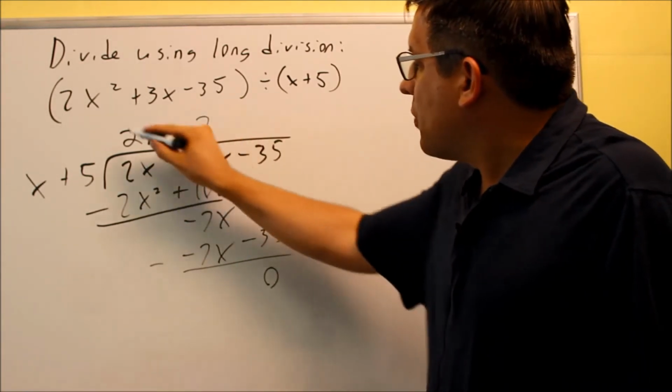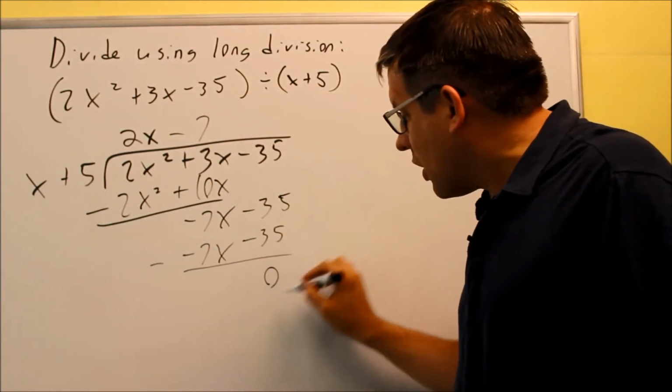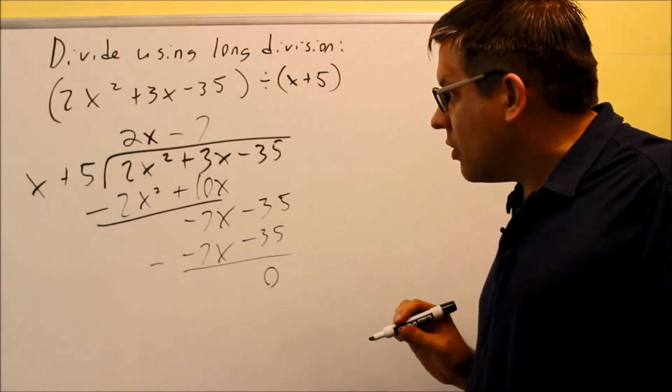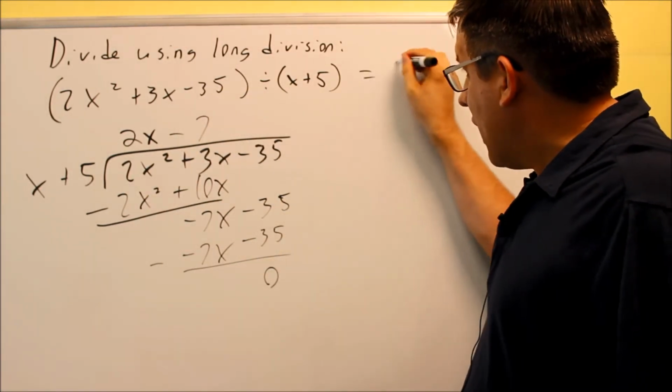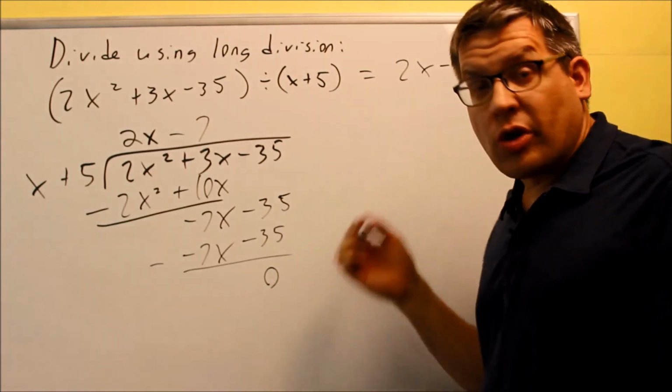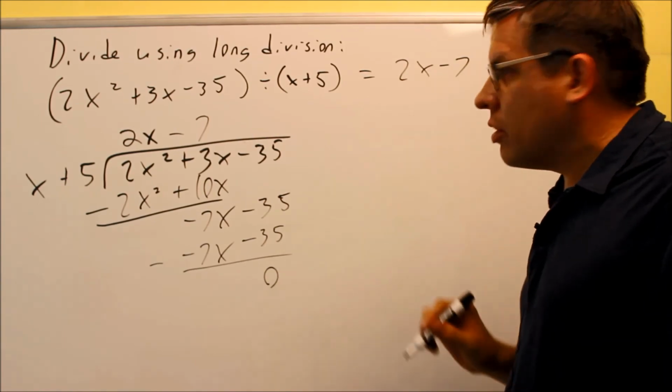So therefore, this part on top, that would be considered your quotient. This part here would be considered your remainder. So if you wanted to write out your answer, this divided by that, the answer is actually just going to be 2x minus 7. We don't have any remainder part that comes afterwards, so this would be your entire answer.